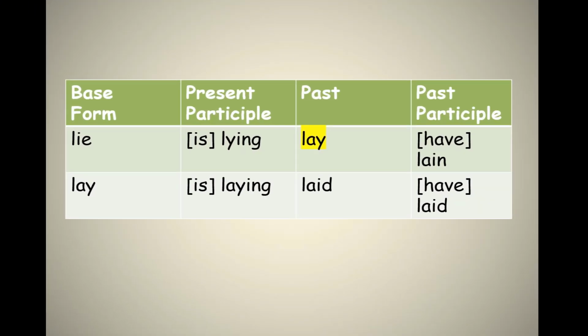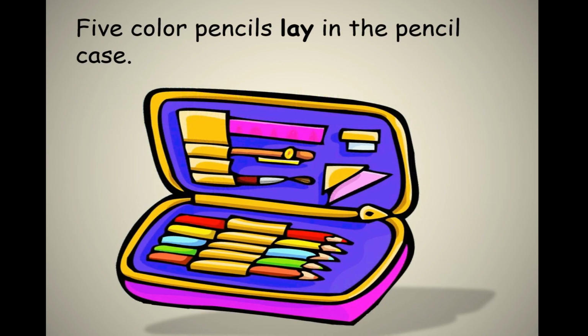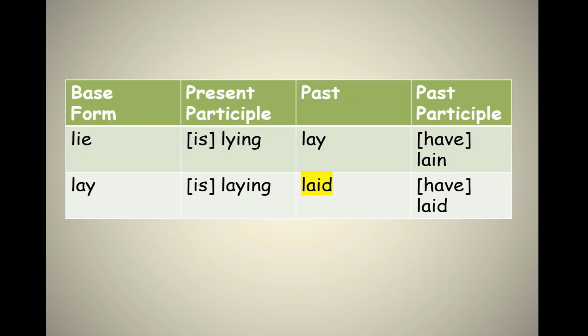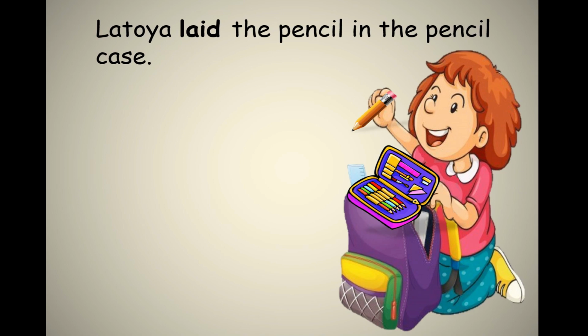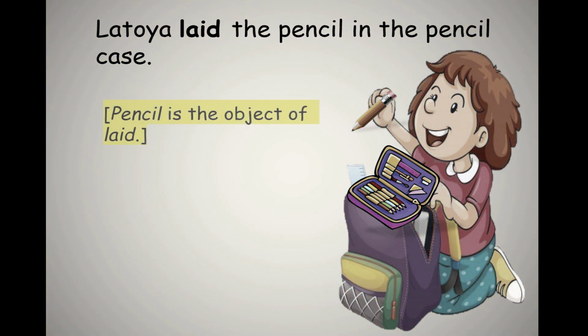Let's look at the past tense of lie, which is lay. Five color pencils lay in the pencil case. Lay again has no object. Let's look at the past tense of lay, which is laid, in a sentence. LaToya laid the pencil in the pencil case. Pencil is the object of laid.